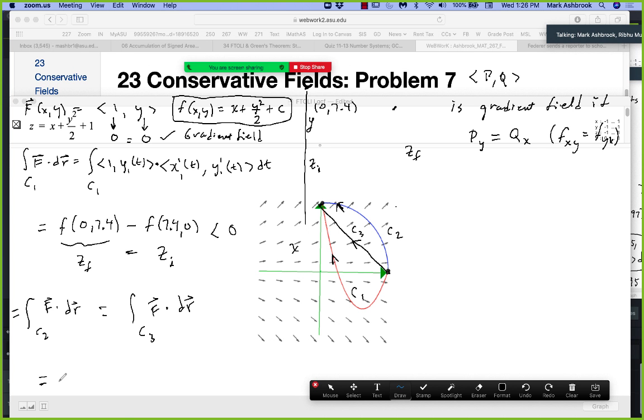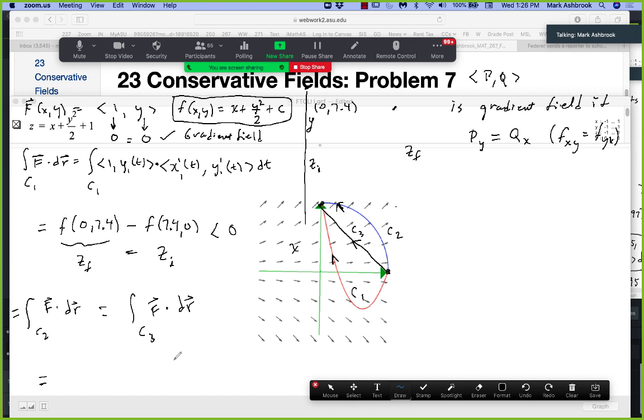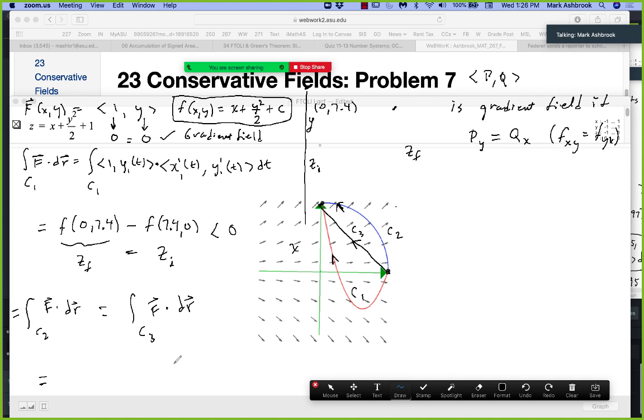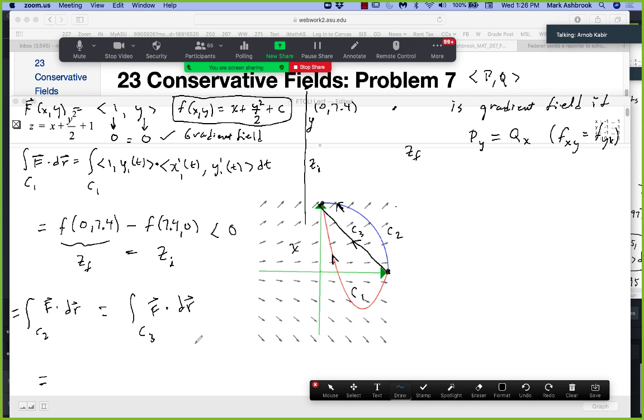There is. What's that? Are you looking for a better path? Better in the fact that it will make doing this integral a lot easier, yes. Any ideas? A path that is orthogonal to the vector field?